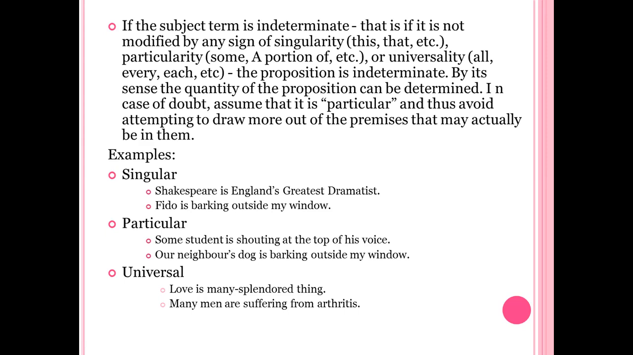And second example is, many men are suffering from arthritis. So we could see that if a term or proposition is universal, if it is basically a fact, and also if it's using some modifiers such as all, every, each, many, and so many more. So from the first sentence, love is many splendored things. So basically it is a fact.